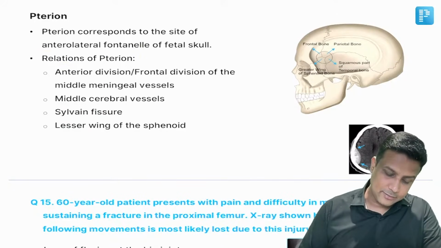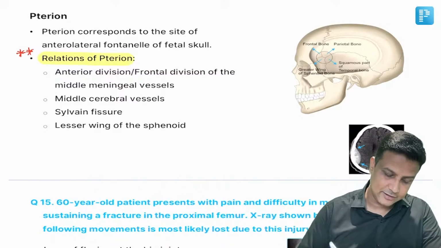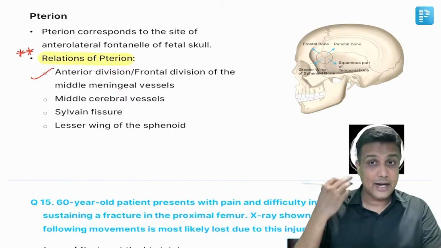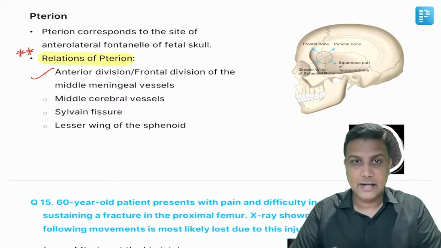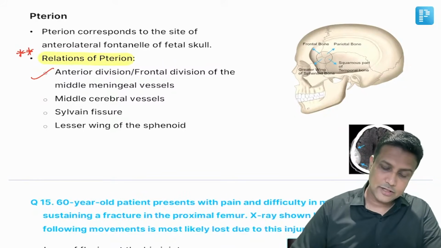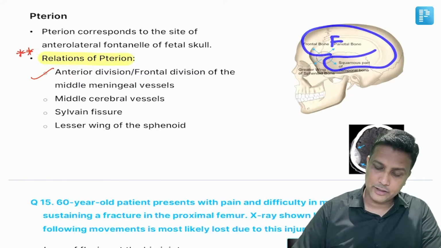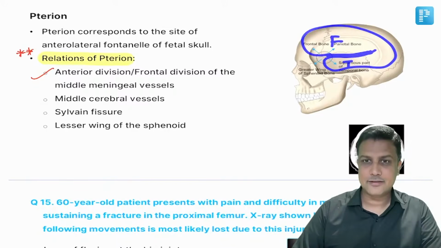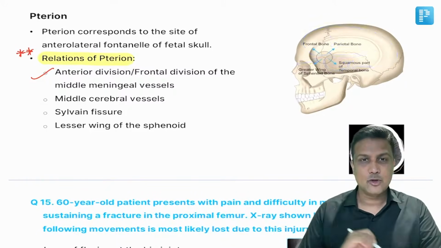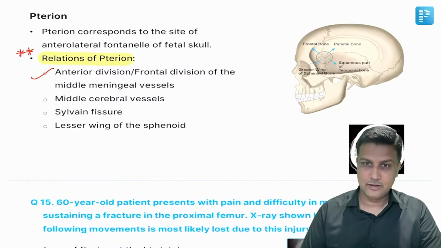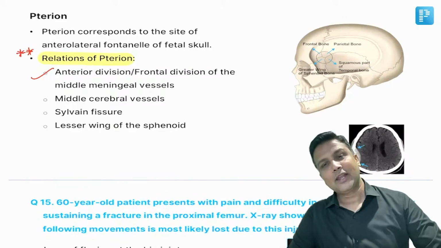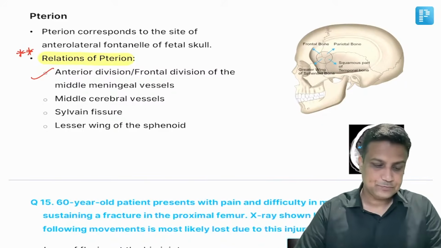Now, nowadays in your exam, the most important thing is about the relations of pterion. What are the structures that you find just inside the pterion? As I told you, there will be the anterior division or the frontal division of the middle meningeal artery. And of course, here itself, you'll be having your brain present. And in the brain, if this is the frontal lobe here and temporal lobe here, between these two, this sulcus here will be the lateral sulcus or sylvian fissure. And the stem of that, the beginning of that, is also present right at the pterion. So just inside the pterion, you'll be having the lateral sulcus or the sylvian fissure.